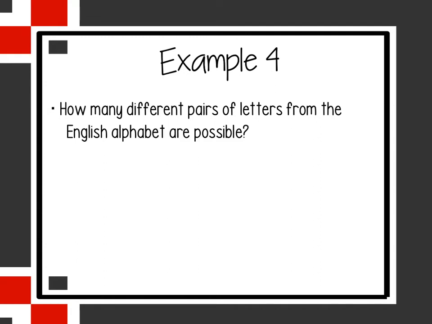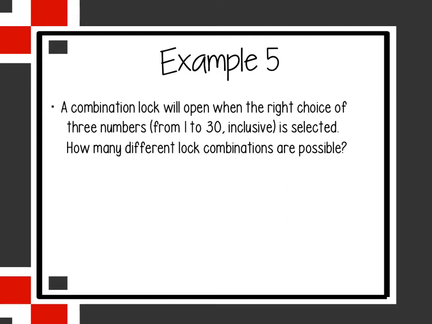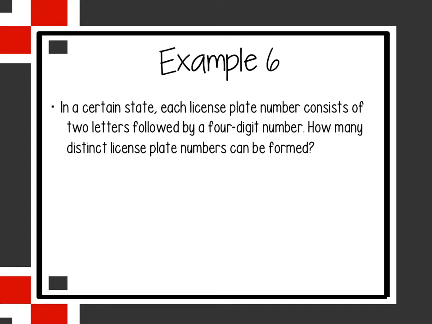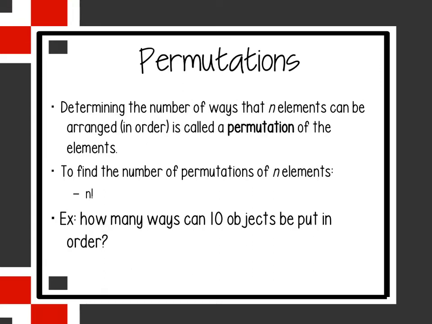We talked about the different letters from the alphabet that we would do 26 times 26. We did the combination lock, which was 30 times 30 times 30. We did the license plate, which is the two letters times the four-digit number. And then we left off on permutations.